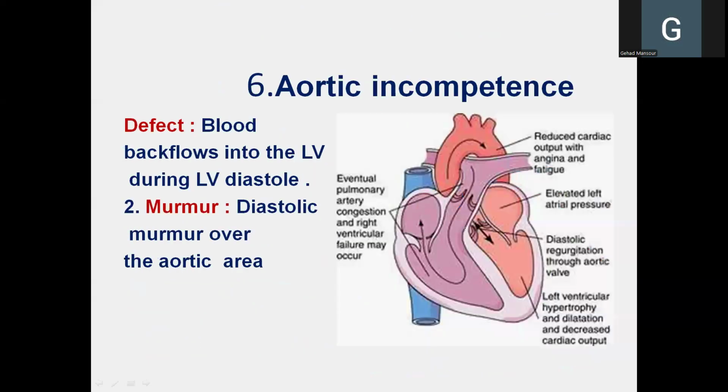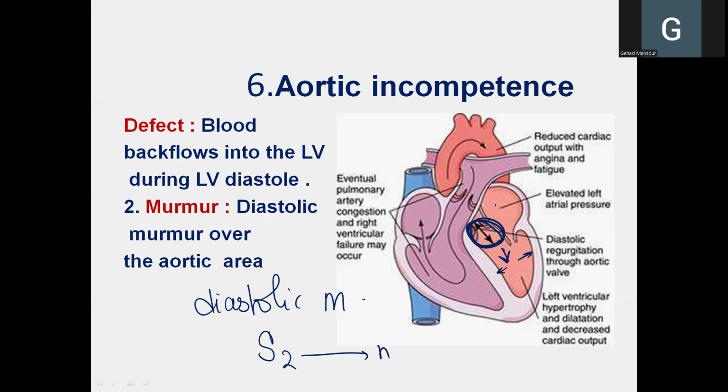Last thing, we have aortic incompetence. In aortic incompetence, as you can see, the aortic valve is incompetent. So when the left ventricle starts to relax, there is backflow during diastole. So there would be a diastolic murmur, and that diastolic murmur is there because there is turbulent blood flow due to backflow during relaxation. And that diastolic murmur means what? Between S2 and the following S1.